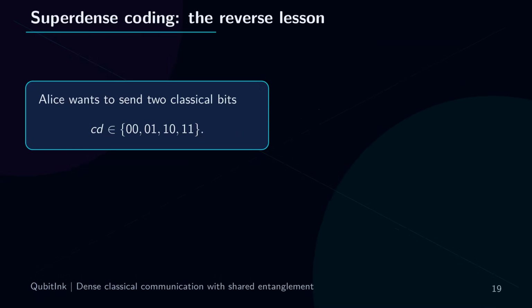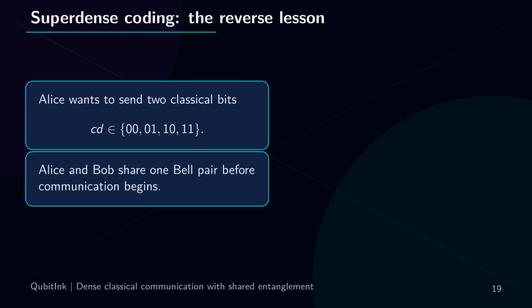Superdense coding is the reverse lesson. Now Alice wants to send 2 classical bits. The possible messages are 00, 01, 10, and 11. Alice and Bob again start with one shared Bell pair.